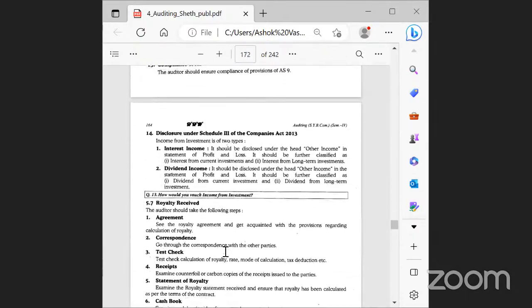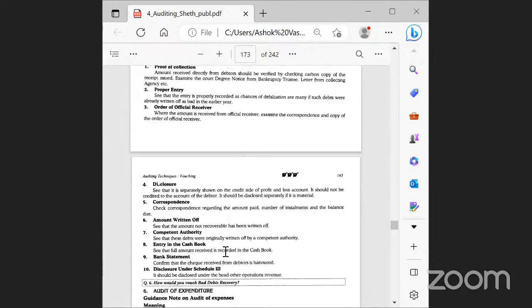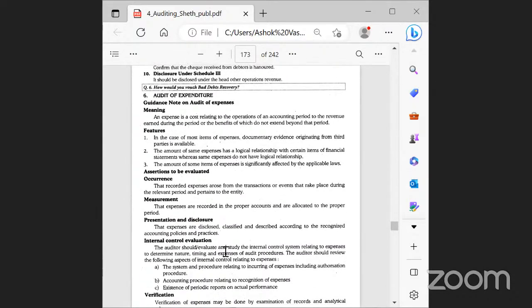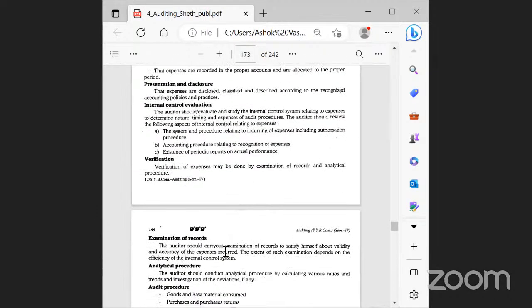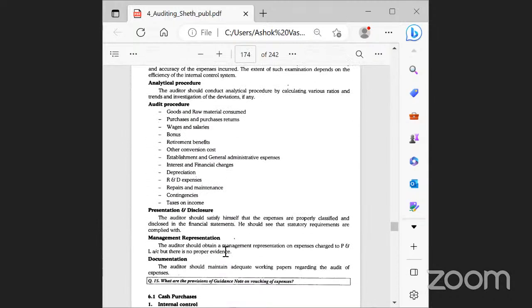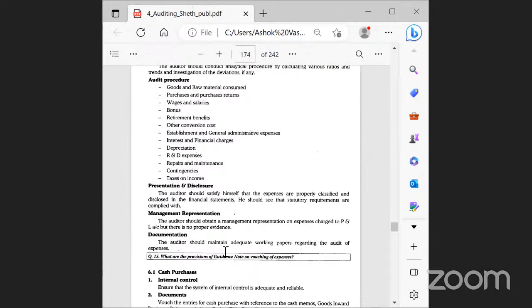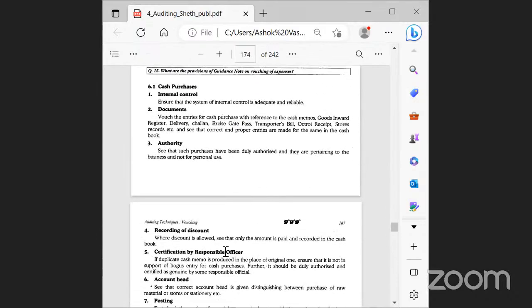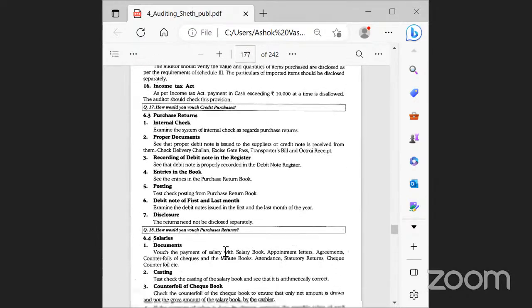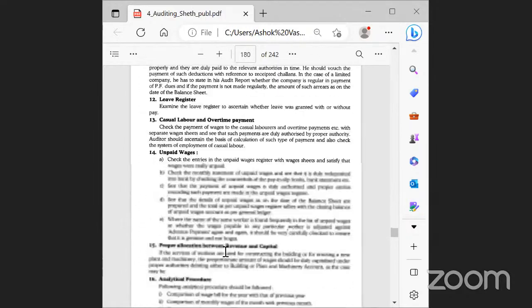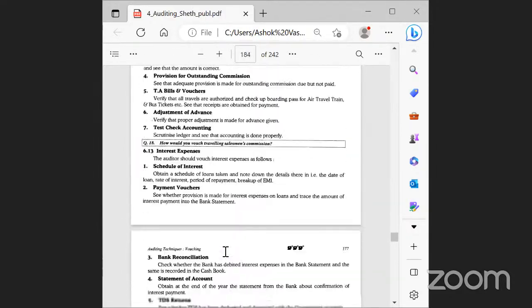In case of expenditures, we have gone through all, but some important are cash purchases, credit purchases, salaries, telephone expenses, advertisement expenses, and interest expense. These are important. Okay. They cover everything. That's it for the vouching chapter.